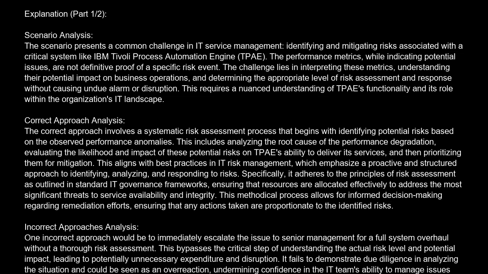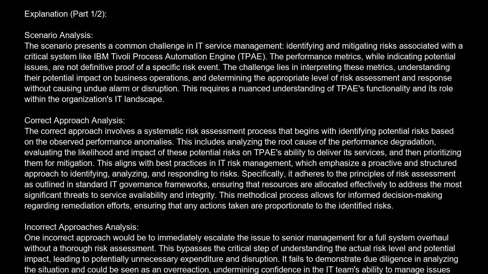The correct answer is C. Initiate a comprehensive risk assessment to identify potential causes and impacts of the performance degradation and prioritize mitigation strategies. Explanation. Scenario analysis. The scenario presents a common challenge in IT service management, identifying and mitigating risks associated with a critical system like IBM Tivoli Process Automation Engine (TP).